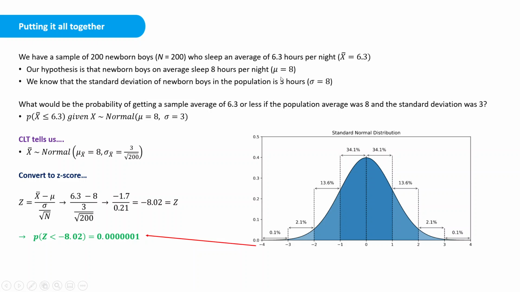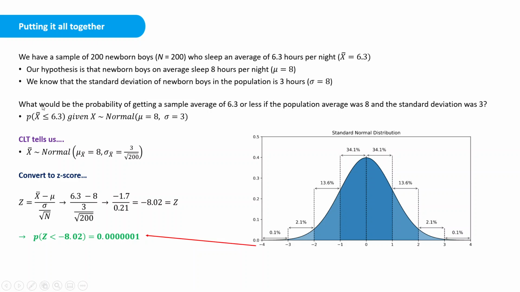So just to clarify, in this hypothetical example, our sample average is known, that is observed. That sample average is 6.3 hours per night. The hypothesis is that the population mean, mu, is 8. So mu is unknown, but our hypothesis is that it's 8. We know in this hypothetical example that the standard deviation of newborn boys in the population is 3, so that should say sigma equals 3. So x bar is known, it's 6.3. Mu is unknown, but we think it's 8. Sigma is known in this example, and it's 3. And that's just for this example.